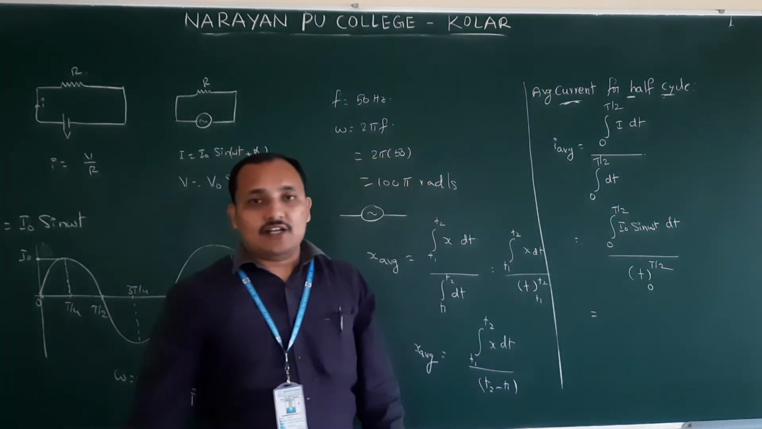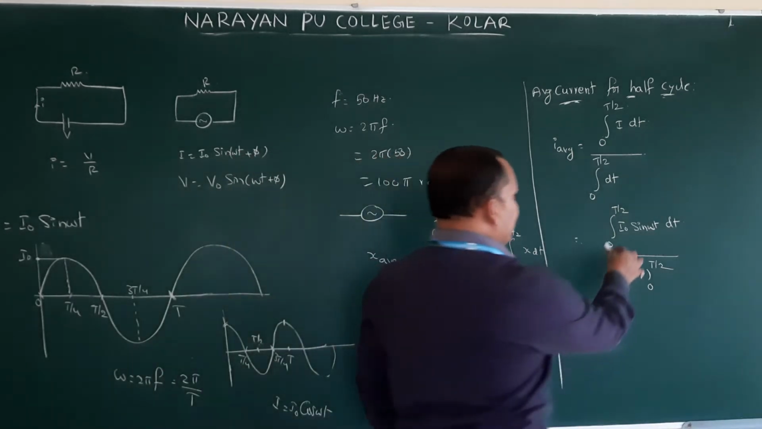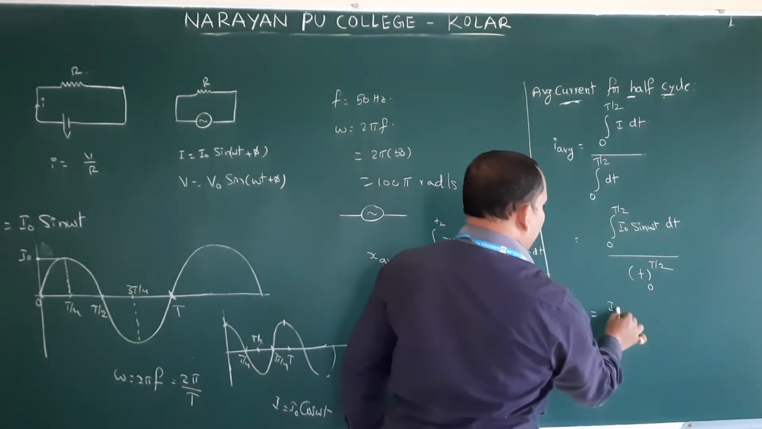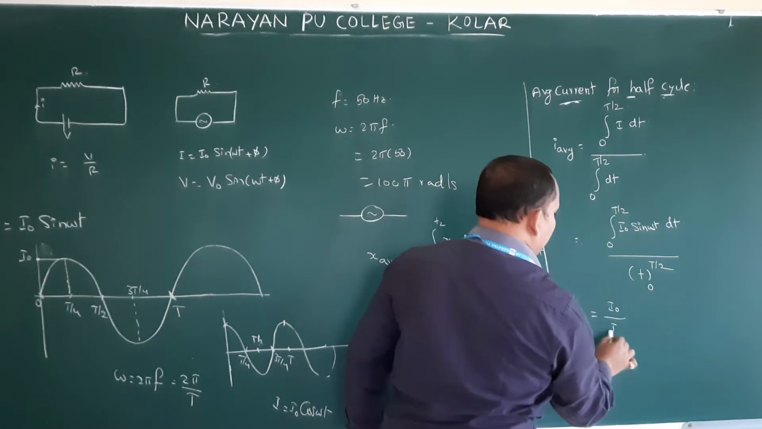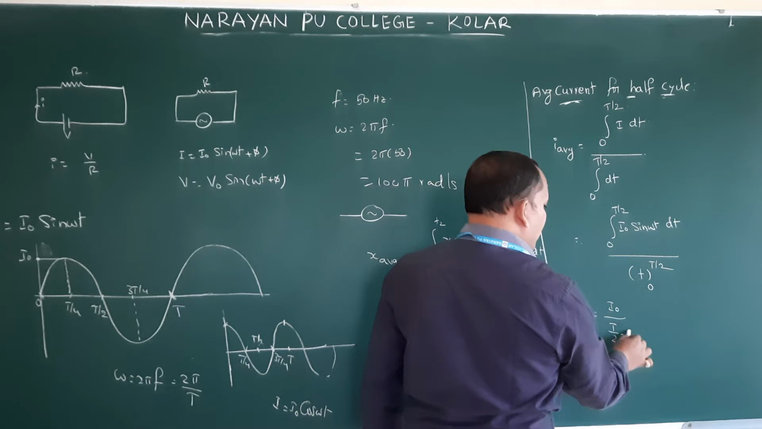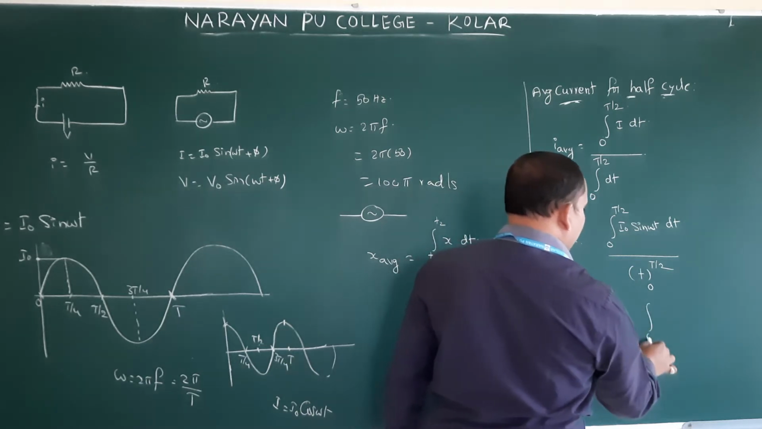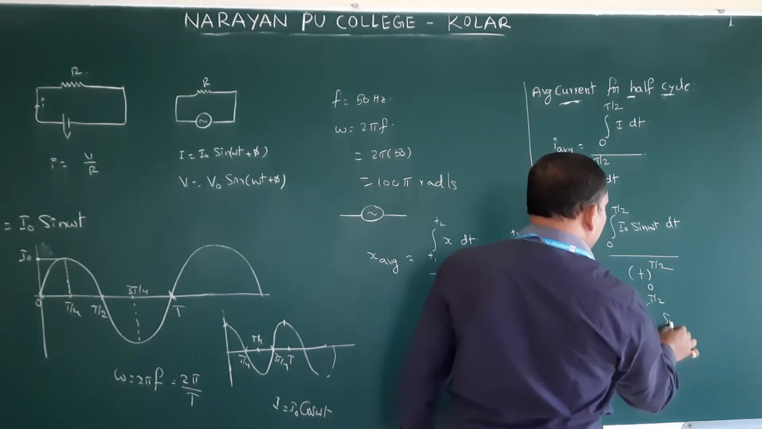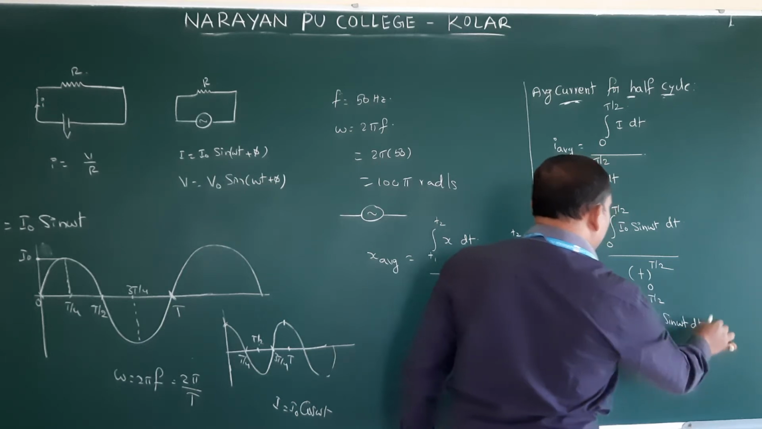Here I naught is constant, so I naught being constant goes right outside. It is divided by T by 2 minus 0. So we have integral 0 to T by 2 sin omega t dt.